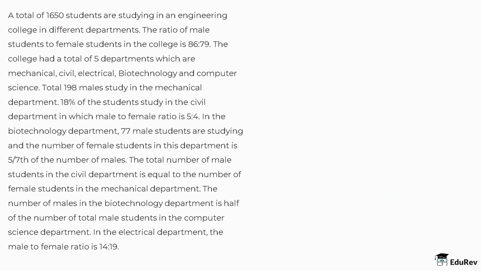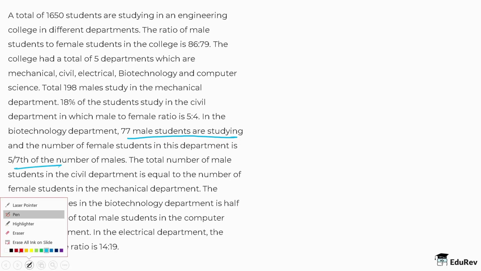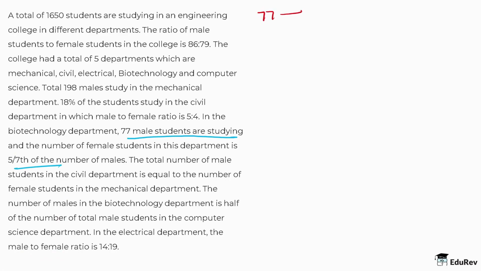All right. Now it's going to come that the total females in biotech will be 5 by 7 into 77, that is 55. This was very simple. When we talked about biotech, we said that 77 male students are studying in the biotech department, and the females are 5/7 of the number of males. That is 5 into 11, which is 55 females.